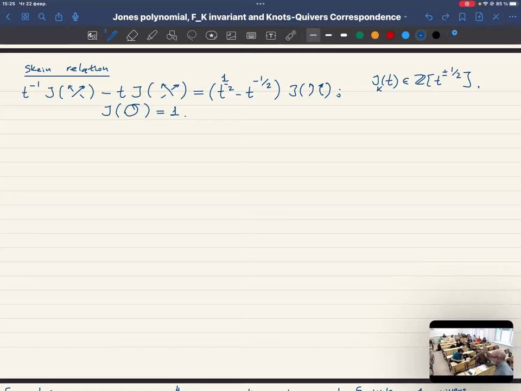So why do we need this relation? Simply because we can generalize it and obtain another knot invariant, which is called the HOMFLY polynomial. So it's another, more general knot invariant. First of all, what is it? It's a polynomial in two variables, A and Q.